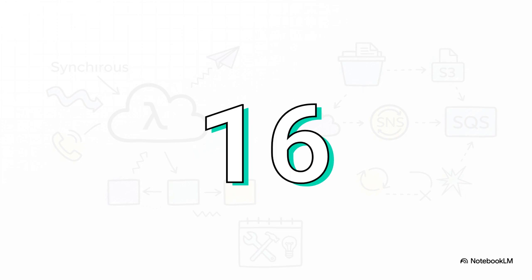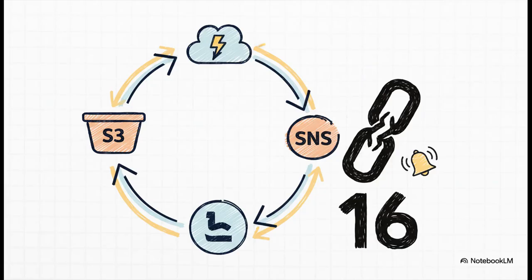The answer is this number, 16. Because Lambda has a built-in recursive loop detector. It's smart. It watches when one service triggers another in a chain, and if it sees the exact same chain of events for the exact same reason happen more than 16 times in a row, it basically says, well, hold on, something's not right here, and it just breaks the loop. It stops the next invocation from happening. It is an amazing account-saving feature that you get for free.